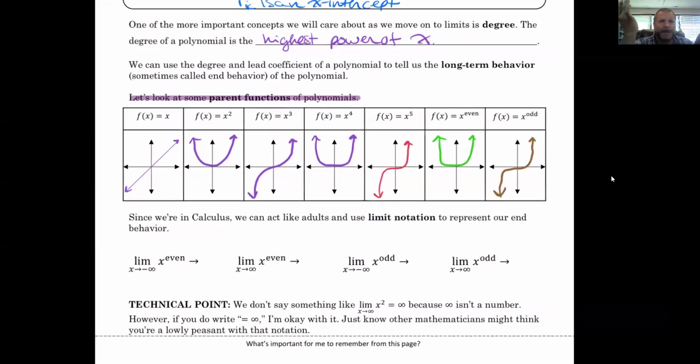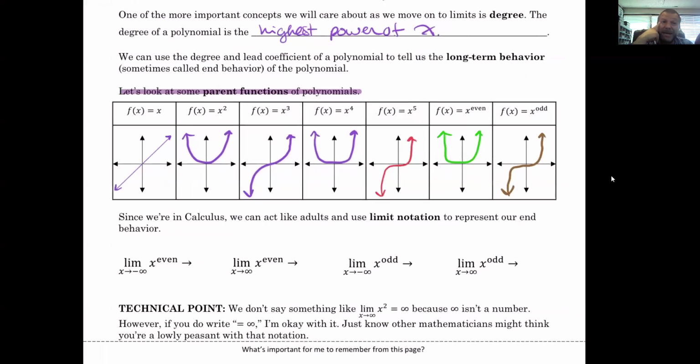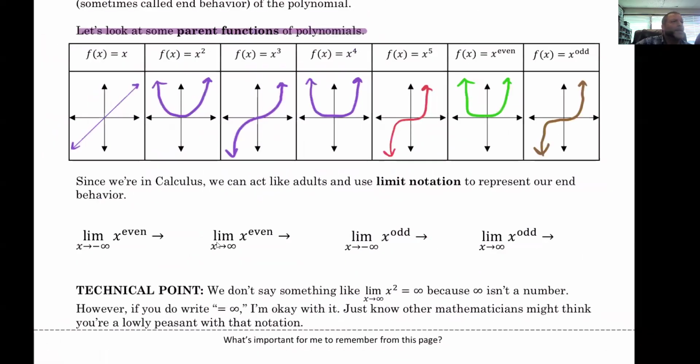Right, so in calculus, we use limit notation a lot. Many pre-calculus courses also delve into limit notation, so hopefully you've seen this notation. If not, obviously just let me know in one of the first few classes. So if we want to represent some of this end behavior in limit notation, we could do it this way.